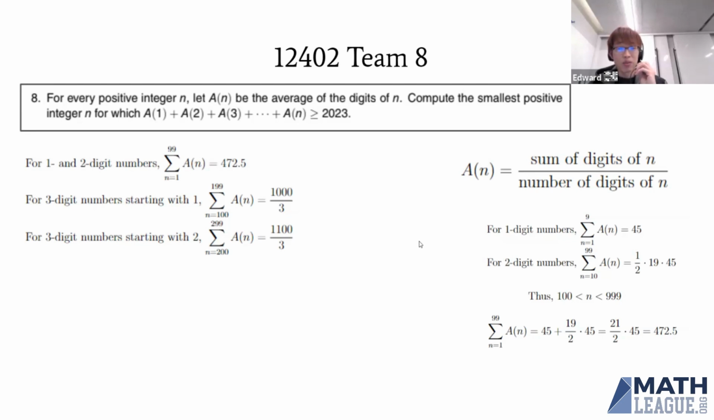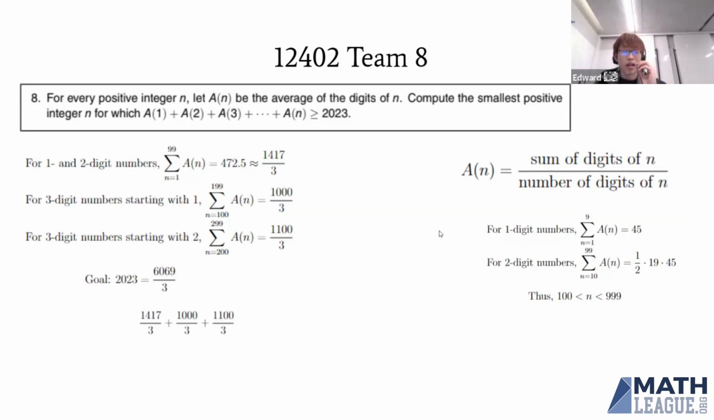Since n is going to be between 100 and 999, n will have 3 digits. That means everything in every future arithmetic we do is always going to be something over 3. So we can round 472.5 to a fraction over 3. We'll round down since we want to hit 2023. We'll find that it is 1417 over 3. And our goal is to hit 2023, which is 6069 over 3.